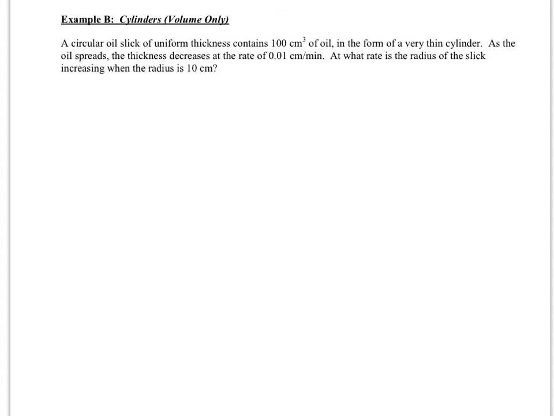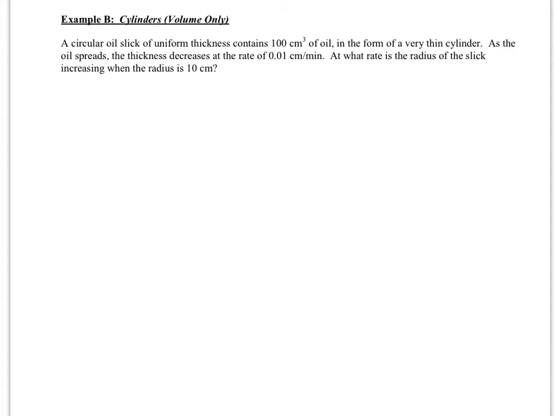For our second example, we're going to look at example B, which is about cylinders. Anytime you're dealing with a three-dimensional shape, again, you've got to read through the problem and find out: are you going to be dealing with volume, surface area, or both? Now, when you read this question, it's very deceiving. They tell you a circular oil slick. They want you to believe this question is about a circle. But it says of uniform thickness. A circle with thickness is actually a cylinder. Now, it tells you that it contains 100 cubic centimeters of oil and that it's a very thin cylinder. So right away, this picture is going to be something that not only is hard to imagine, but it would be helpful if we actually draw it.